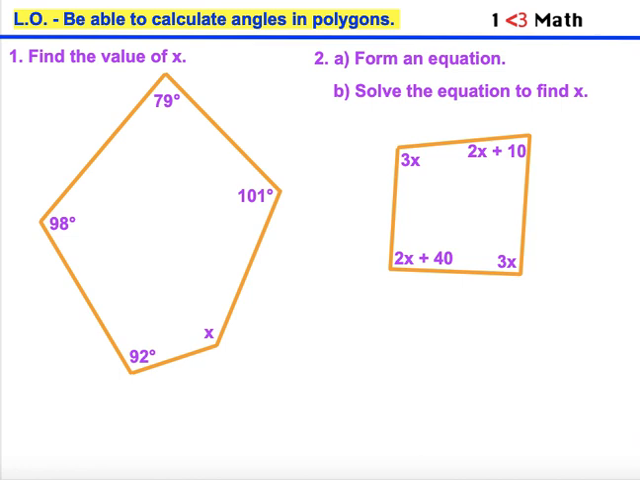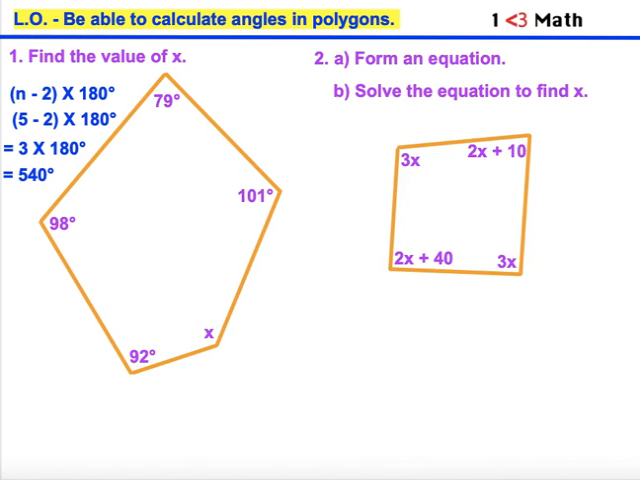This shape first of all has 5 sides and therefore it is a pentagon. Now we need to know the sum of the interior angles, and the formula to find that is number of sides take away 2 times by 180 degrees. If you don't know the sum of the interior angles in a pentagon, you can use that formula. n equals 5, so we do 5 take away 2 times by 180, which equals 3 times 180 degrees. The sum of the interior angles in a pentagon is always 540 degrees.